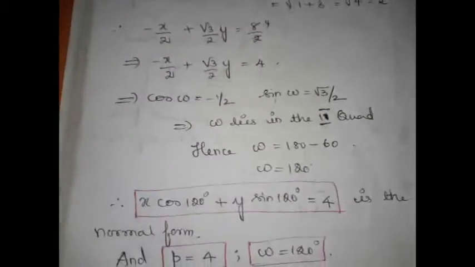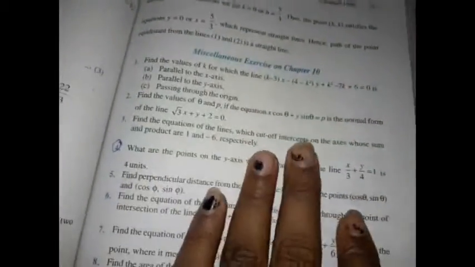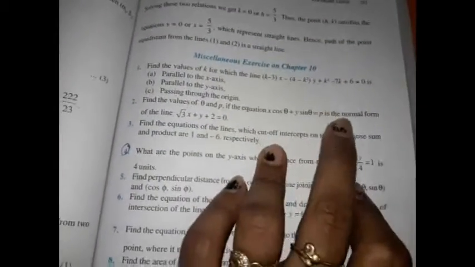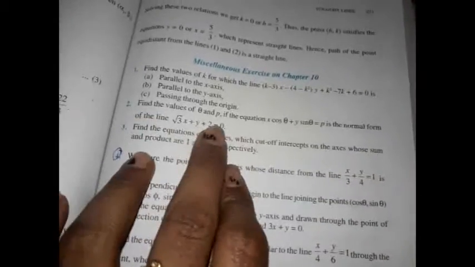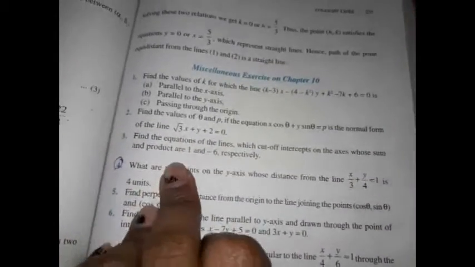Hope you remember this. The second question in the miscellaneous exercise is exactly the same as this. They asked you to find the values of theta and p, and it is the normal form. So I am leaving this question to you.